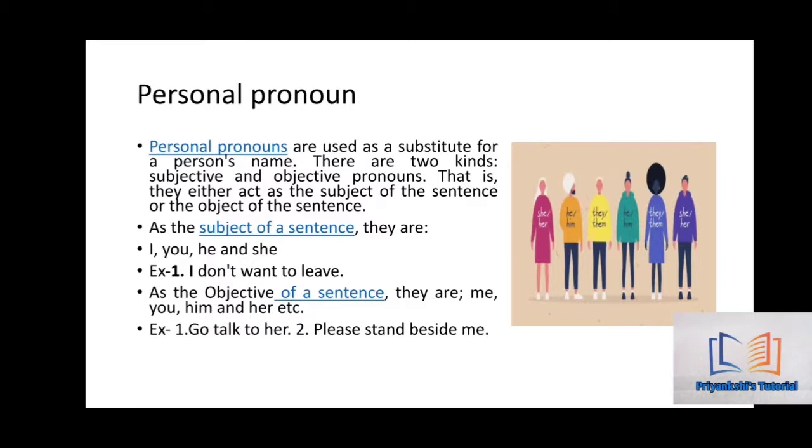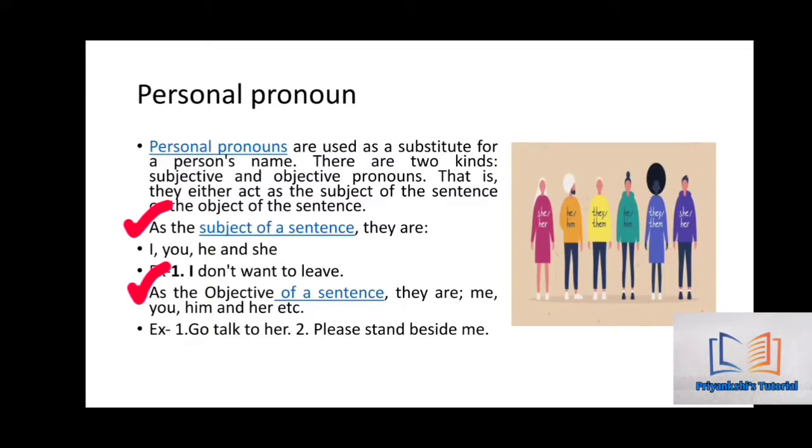Here we come to different types of pronoun. Personal pronoun. Personal pronouns are used as a substitute for a person's name. There are two kinds, subjective and objective pronouns. That is, they either act as the subject of the sentence or the object of the sentence. As the subject of a sentence, they are I, you, he and she.